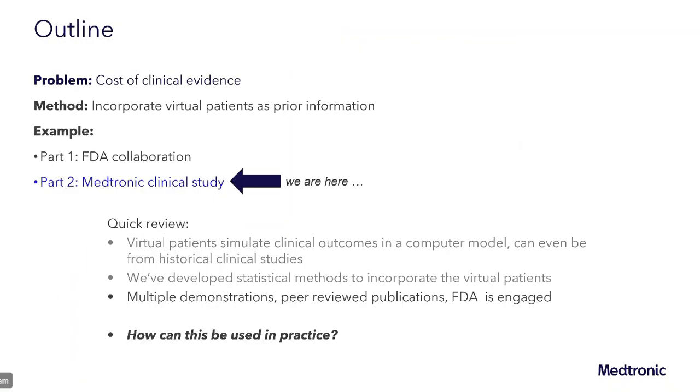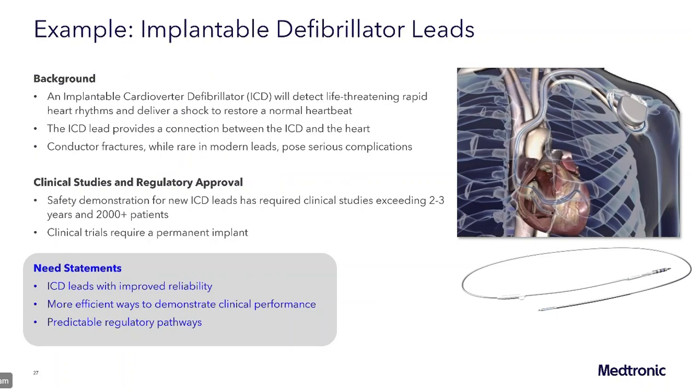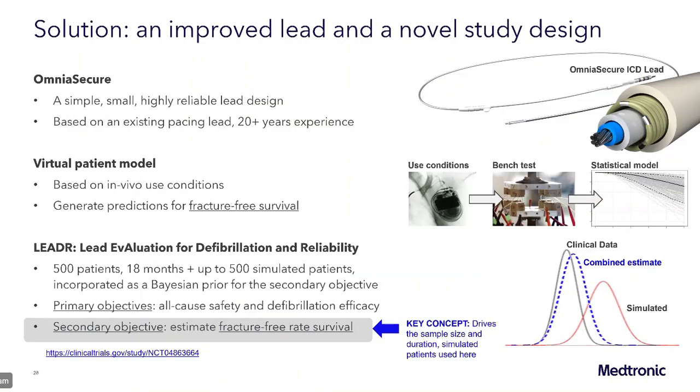So let's get into actual application. So we went through building up the biostatistical method. We went through the hypothetical example of what you might do with such an engineering model. Now let's talk about a real example. So this is an actual study that was run. On the bottom left, you can actually see the clinicaltrials.gov information.